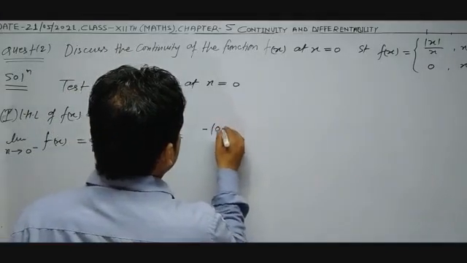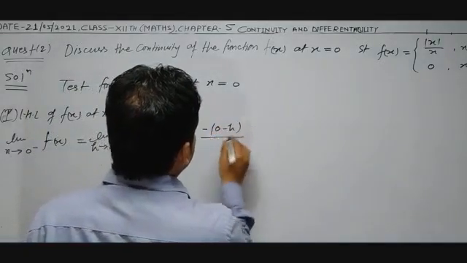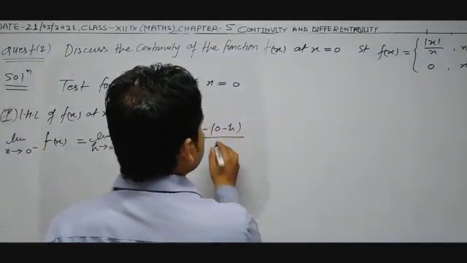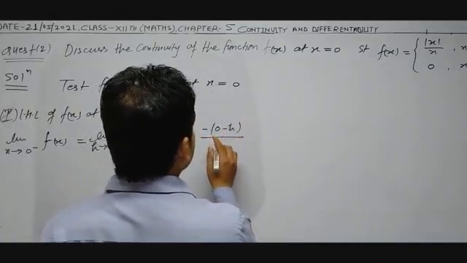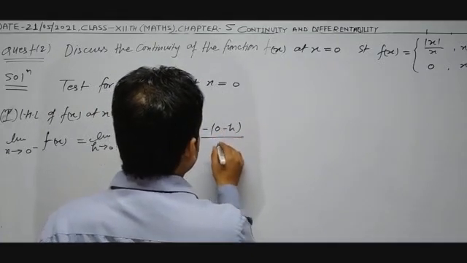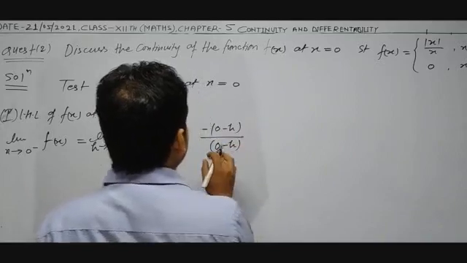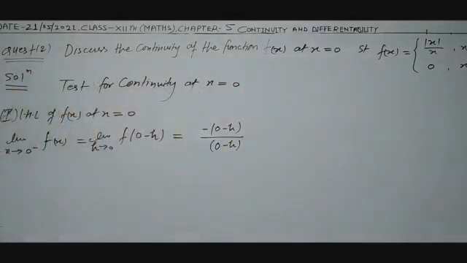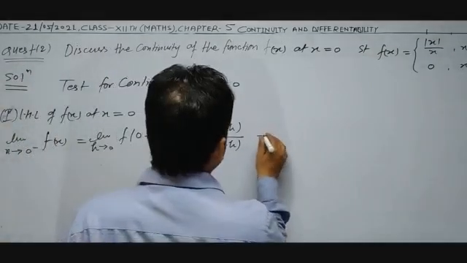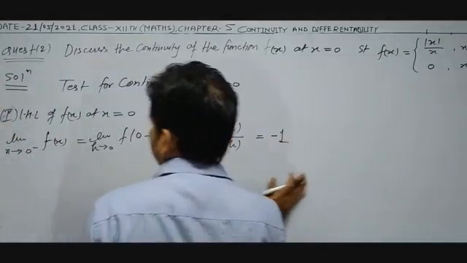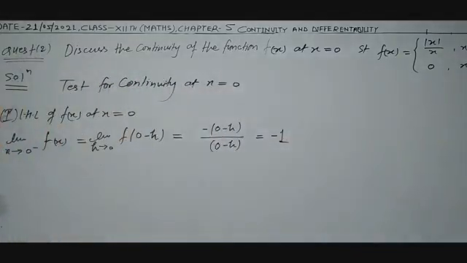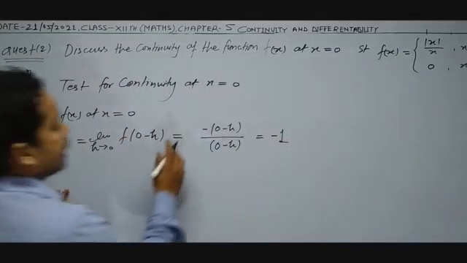So this result will be minus of (0 minus h) whole upon (0 minus h) at the place of x. So the result will be minus 1.